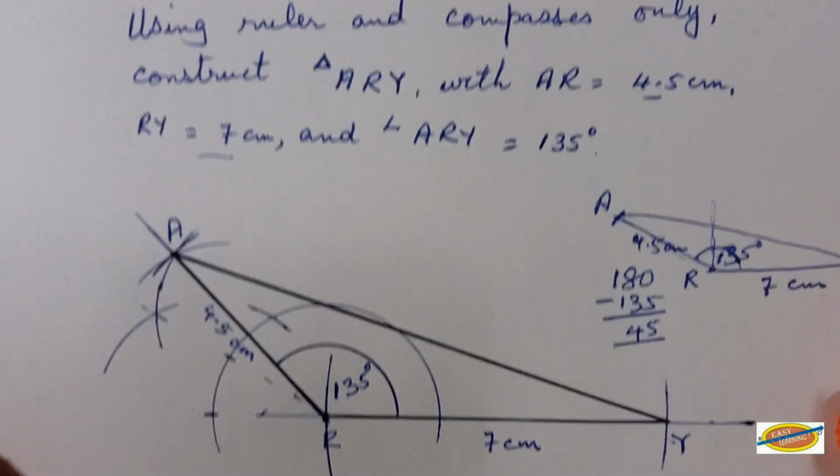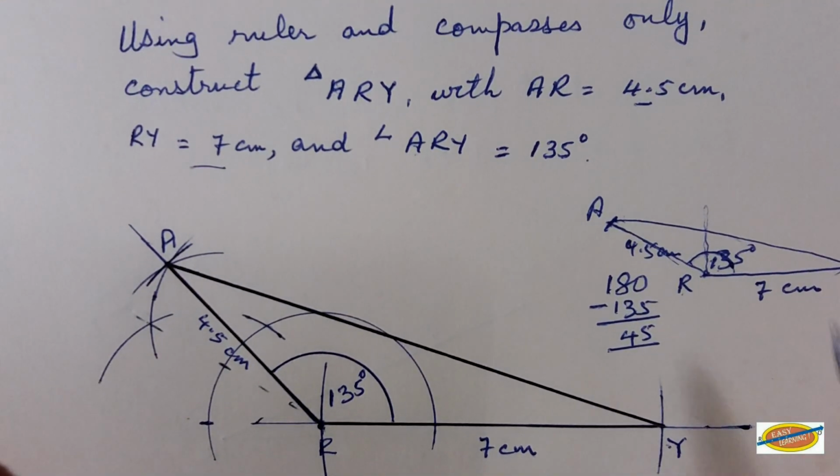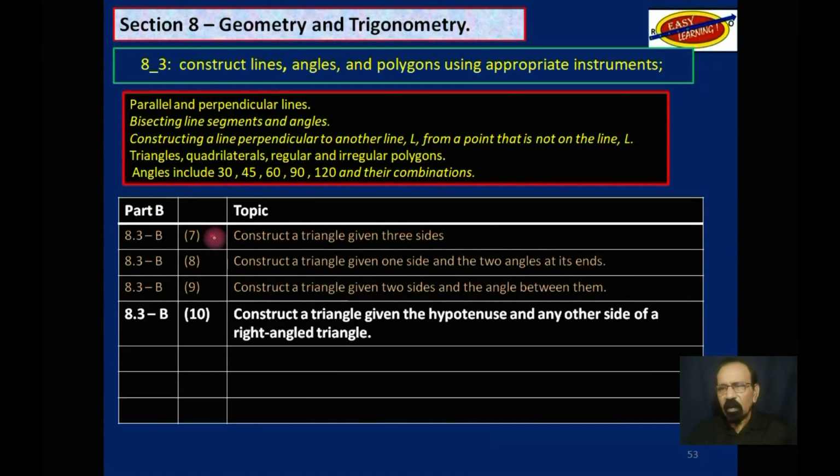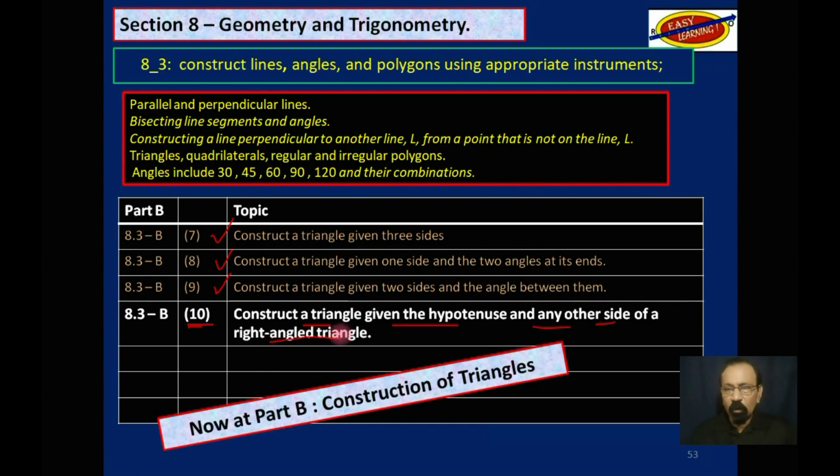And there we have the triangle, given two sides and the angle between. Completed, completed, completed. Now we are here. The last construction of triangles for this video. Construct a triangle given the hypotenuse and any other side of the right-angled triangle. That's what we are doing now.